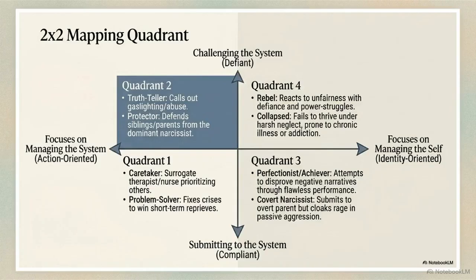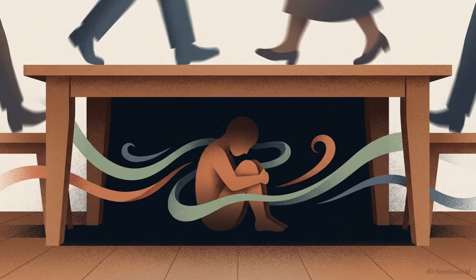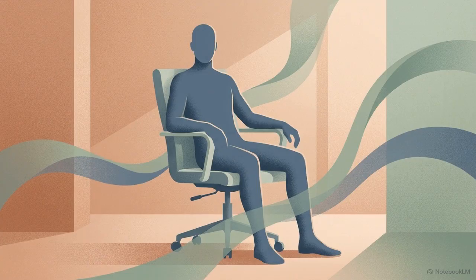Looking at this mapping of survival behaviors, we can see how different personality types manage system anxiety. Truth-tellers challenge the system by calling out abuse, while perfectionists try to outperform the negative narrative through flawless compliance. These roles were strategies developed to secure safety in an unpredictable environment. They reflect how you survived, but they do not define who you are as an adult.